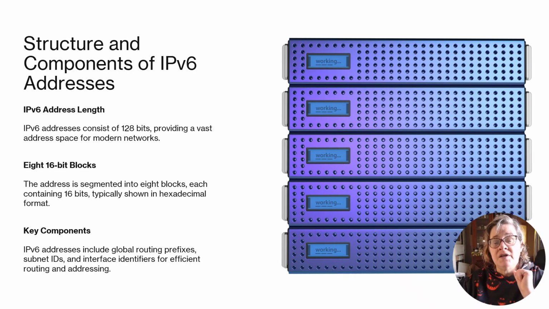So this is divided into 8 16-bit blocks. So instead of being divided into octets, like 4 by 8, this is 8 by 16. So this is 8 16-bit blocks, or hextets, I think they're sometimes called. Addresses include components such as global routing prefixes, subnet IDs, and interface identifiers. Okay, so IPv6 is more efficient, and it's better because there's a much larger range available.